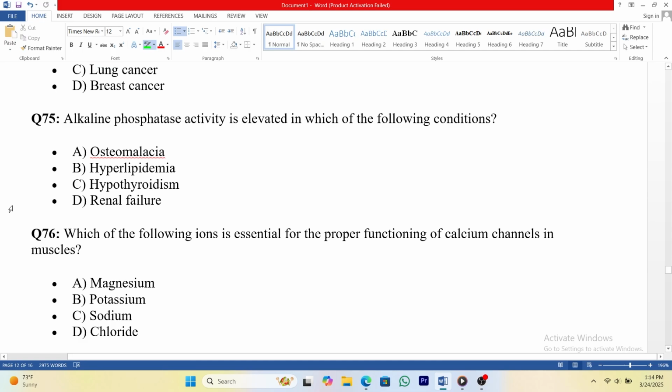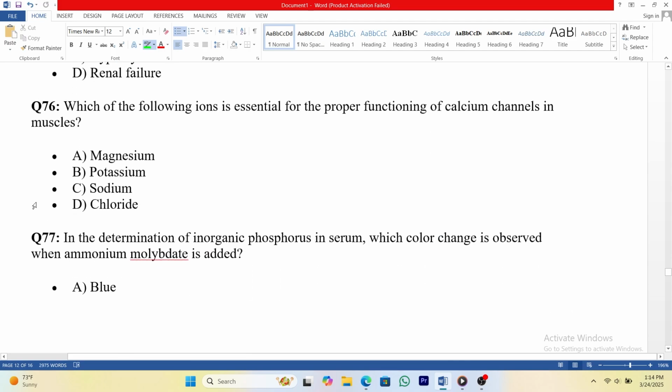Alkaline phosphatase activity is elevated in which of the following conditions? A. Osteomalacia. B. Hyperlipidemia. C. Hypothyroidism. D. Renal failure. Answer, A. 76. Which of the following ions is essential for the proper functioning of calcium channels in muscles? A. Magnesium. B. Potassium. C. Sodium. D. Chloride. Answer, A.